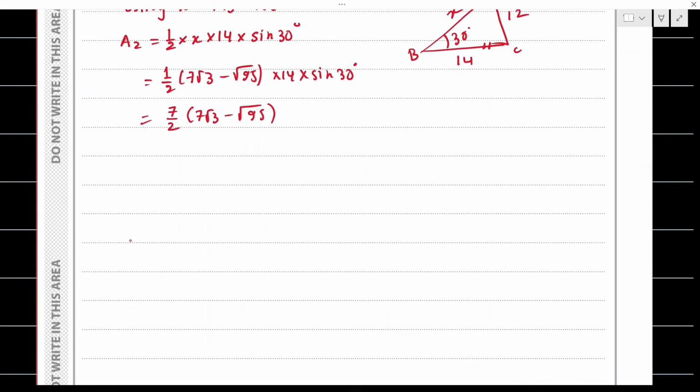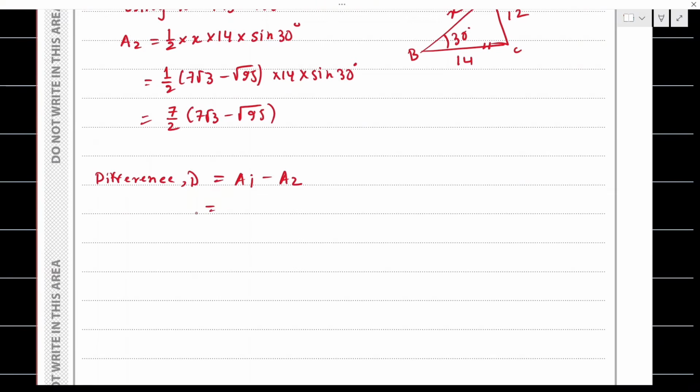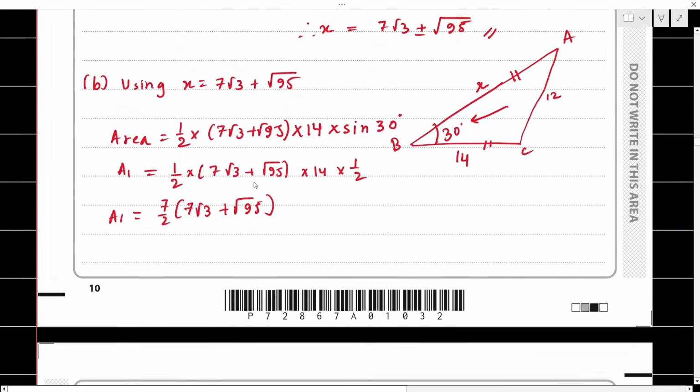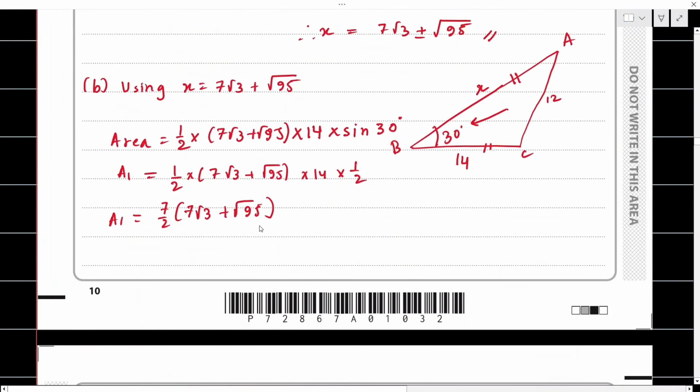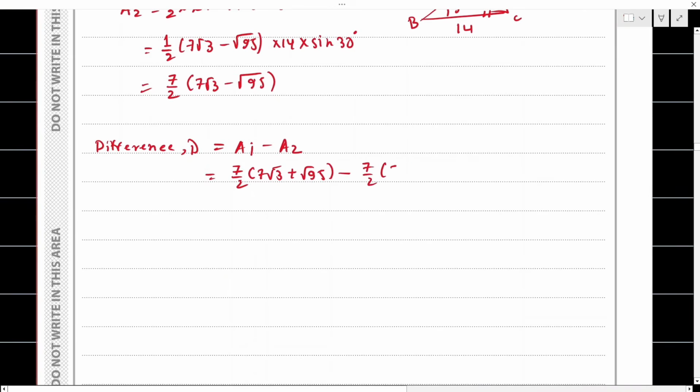So we have to find the difference between them. The difference between them, D, will be equal to area 1 minus area 2. Subtracting the two areas will give us the difference between the two areas. Area 1 is equal to 7 by 2, 7 root 3 plus root 95. This is the value we got when calculating area 1. Minus our area 2, which is 7 by 2, 7 root 3 minus root 95.